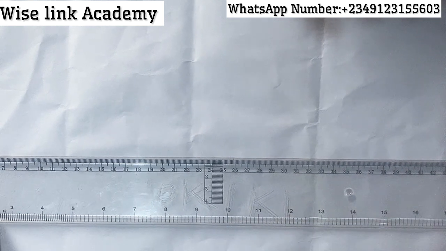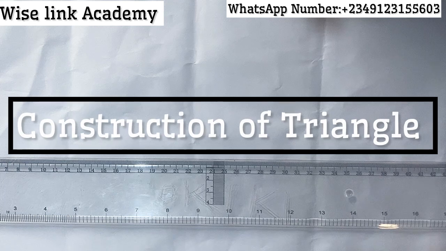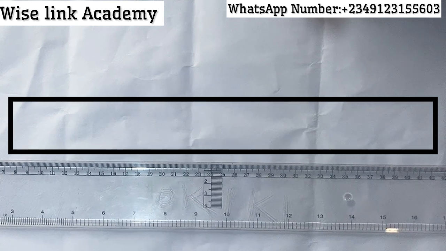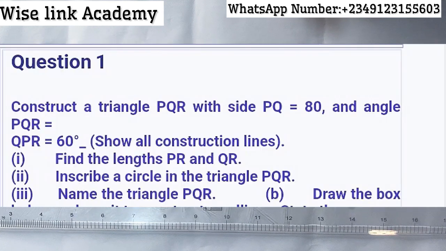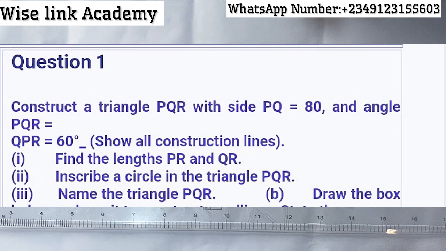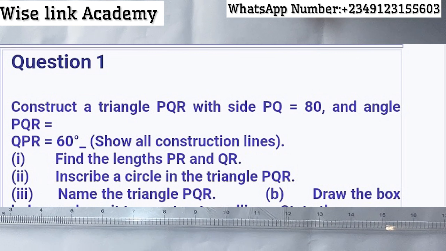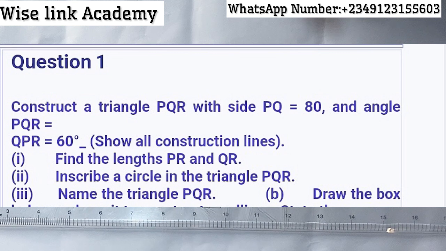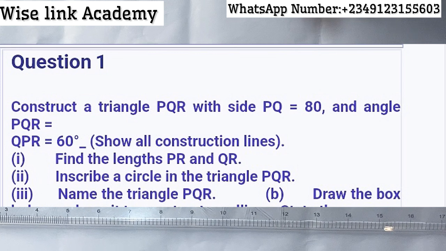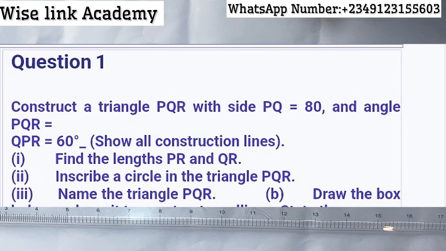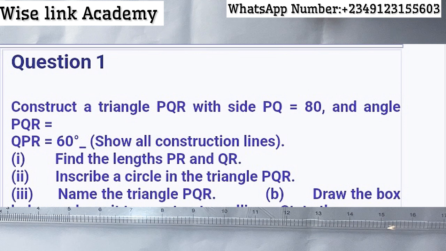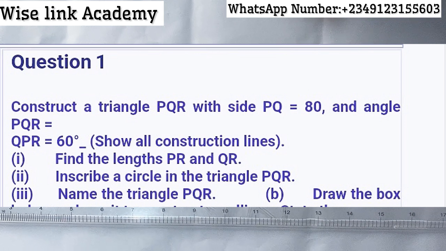Today's class we're looking at a problem under construction of triangle. The question says, as you can see below, construct a triangle PQR with side PQ equal to 80, and angle PQR is not given. It says angle QPR equal to 60 degrees. Show all construction lines. Very important.